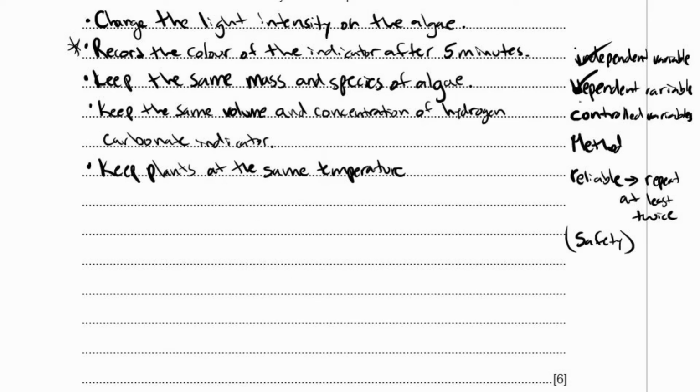Let's go on to, that's the control variables done. Let's go on to the method. So the first thing you want to discuss is how to get the different light intensities. So there's a few different ways.